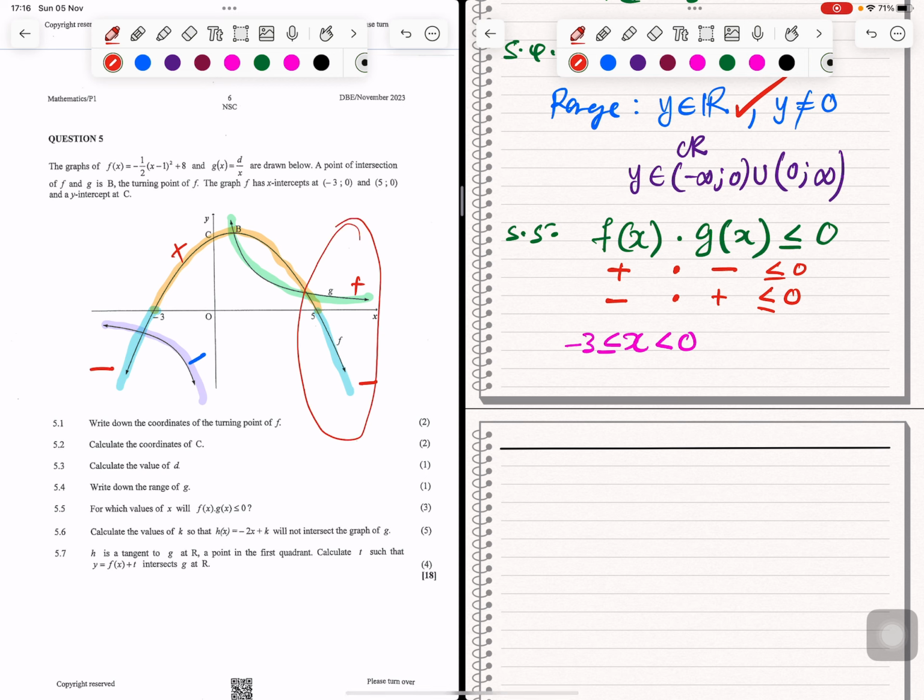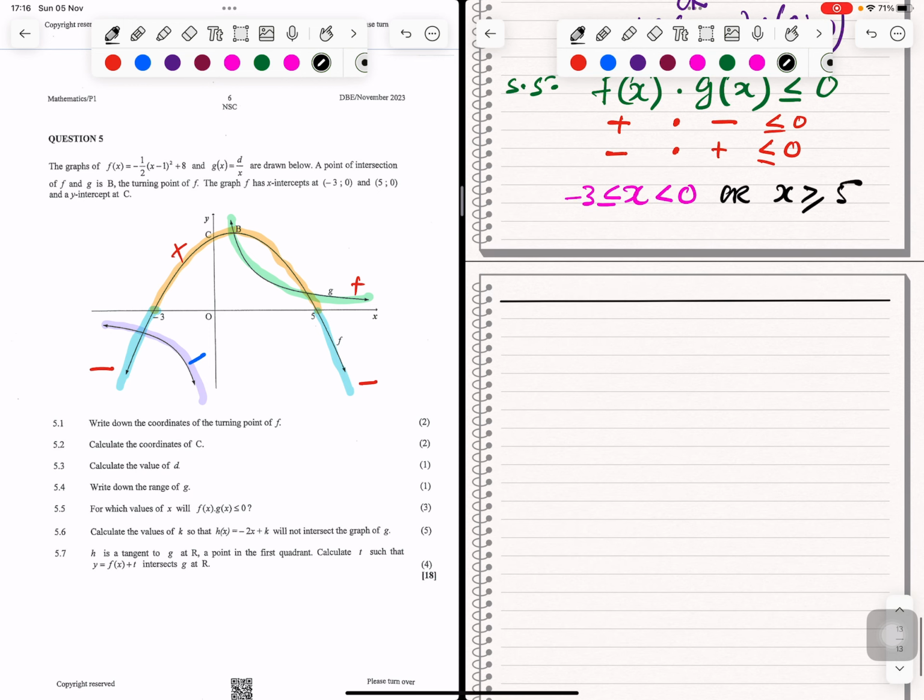So if you look at this stuff here, g is positive and f is negative, which is this one. That means I'm going to look from 5 going this side. That's the only part where I'm going to get the multiplication of less than 0. But 5 is inclusive because it's defined on both graphs. So I'm going to say x is bigger than or equal to 5. It's defined there. That's how you will do that particular paper. It wasn't really that bad.